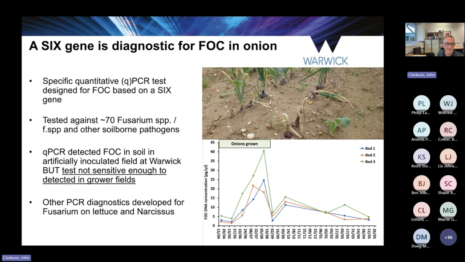At the same time, just as a footnote, we did develop PCR diagnostics for other formae speciales I'm not going to talk about today, but Fusarium on lettuce at different races, and also Narcissus amongst others. So the key problem then was how do we use this qPCR test to practically detect FOC in onions?